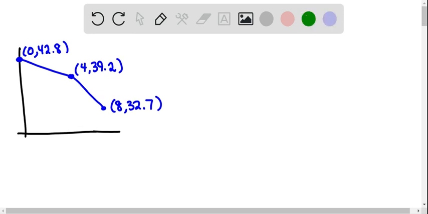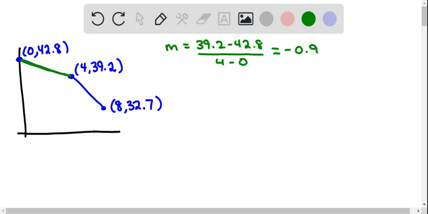So for the first one, which I'm going to draw here in green, let's go ahead and find the slope between these 2 points. To get the slope, we have y2 minus y1, 39.2 minus 42.8, divided by x2 minus x1, 4 minus 0. Let's simplify that, and we end up with negative 0.9. And we can see from this point here that the y-intercept for that line is at 42.8. So that line has equation y equals negative 0.9x plus 42.8.